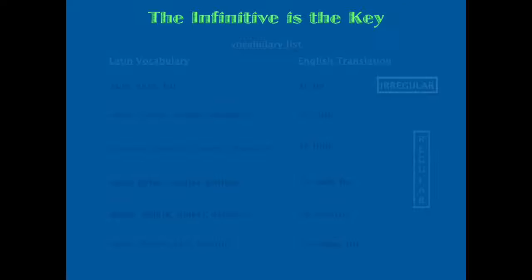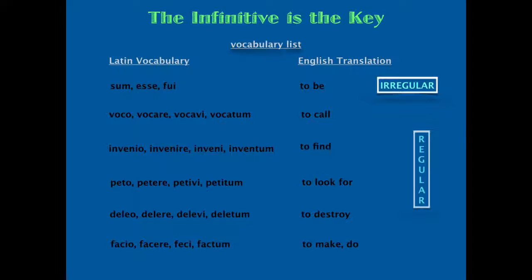The infinitive is also the key for helping us to determine what the base is for writing all present, imperfect, and future tense verbs. To get the base, you will need to remove the infinitive ending, which is the ARE. The letters left over, VOC, are the base. When you remove the IRE, INVEN is what's left, the base. And so on down the list. Finding the base of a verb is not difficult if you understand where the infinitive is.